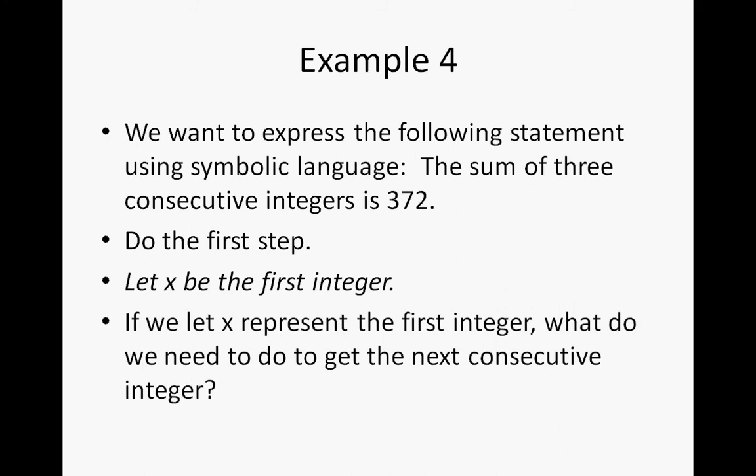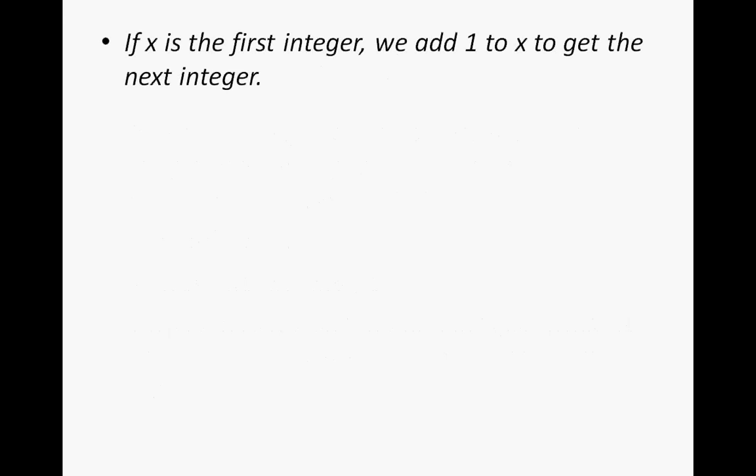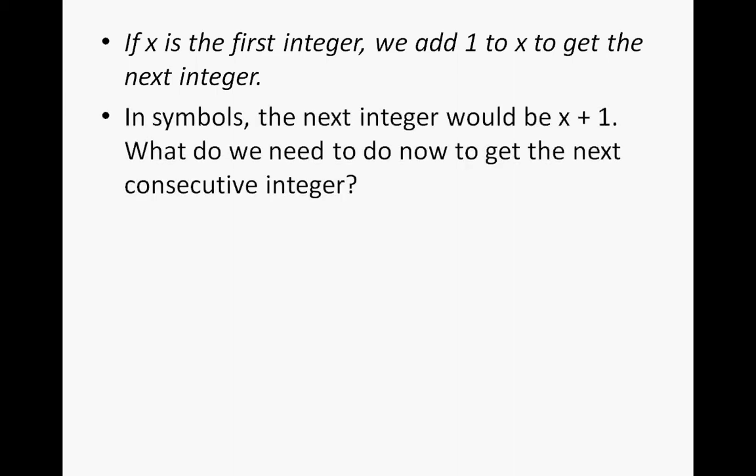All right, so if we let X represent the first integer, what do we need to do to get the next consecutive integer? Well, if X is the first integer, we need to add 1 to X to get the next integer. Because if, let's say, the integer is 5, the next consecutive integer would be 6. How do we go from 5 to 6? We add 1 to it. So in symbols, the next integer would be X plus 1.